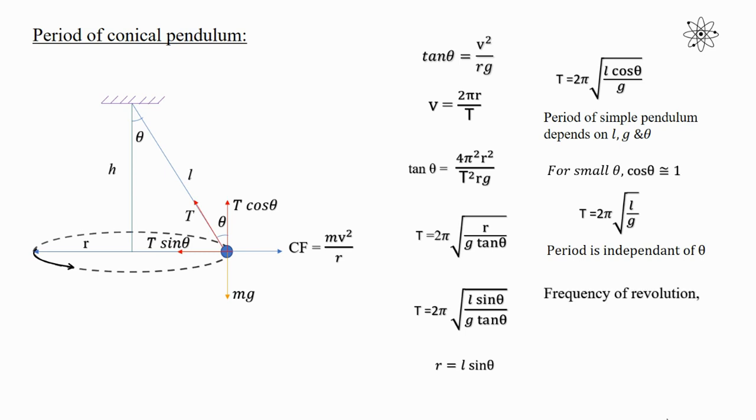Now, students, let's find out the frequency of a conical pendulum. We know, students, the relation between the frequency and the period. Frequency n is inversely proportional to the period. Therefore, the formula for the frequency is equal to 1 upon 2 pi under root of g upon L into cos theta.